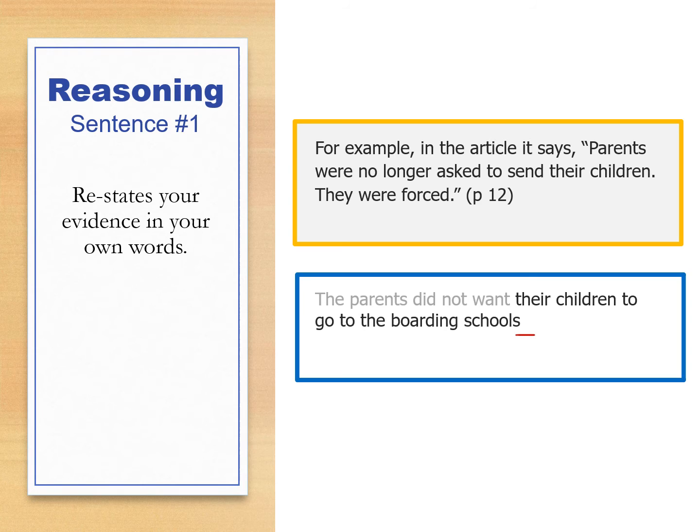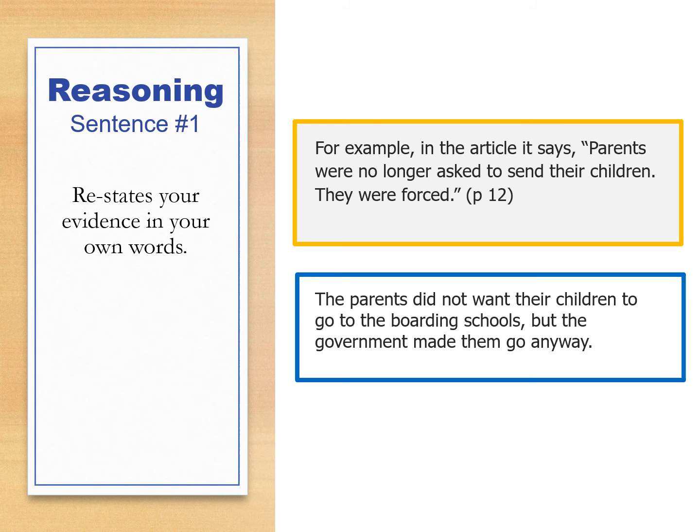I'm not done yet. I'm going to say one more thing. So since my sentence is already kind of long, but I still have one more thing to say, I'm going to put that comma, which gives the reader a chance to slow down and take a breath. And then I'm going to put the word but, which is a transition word. And it's going to transition us from this part of the sentence to the next part of the sentence. The parents did not want their children to go to the boarding schools, but the government made them go anyway.